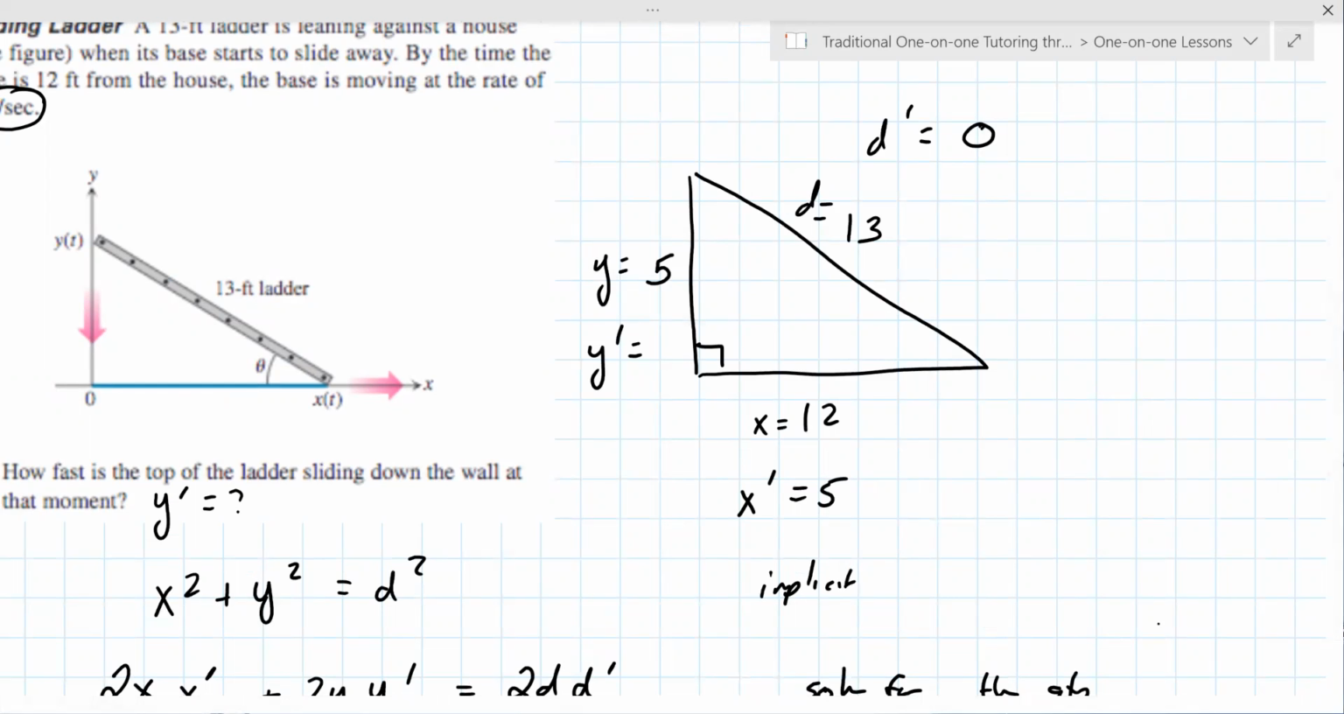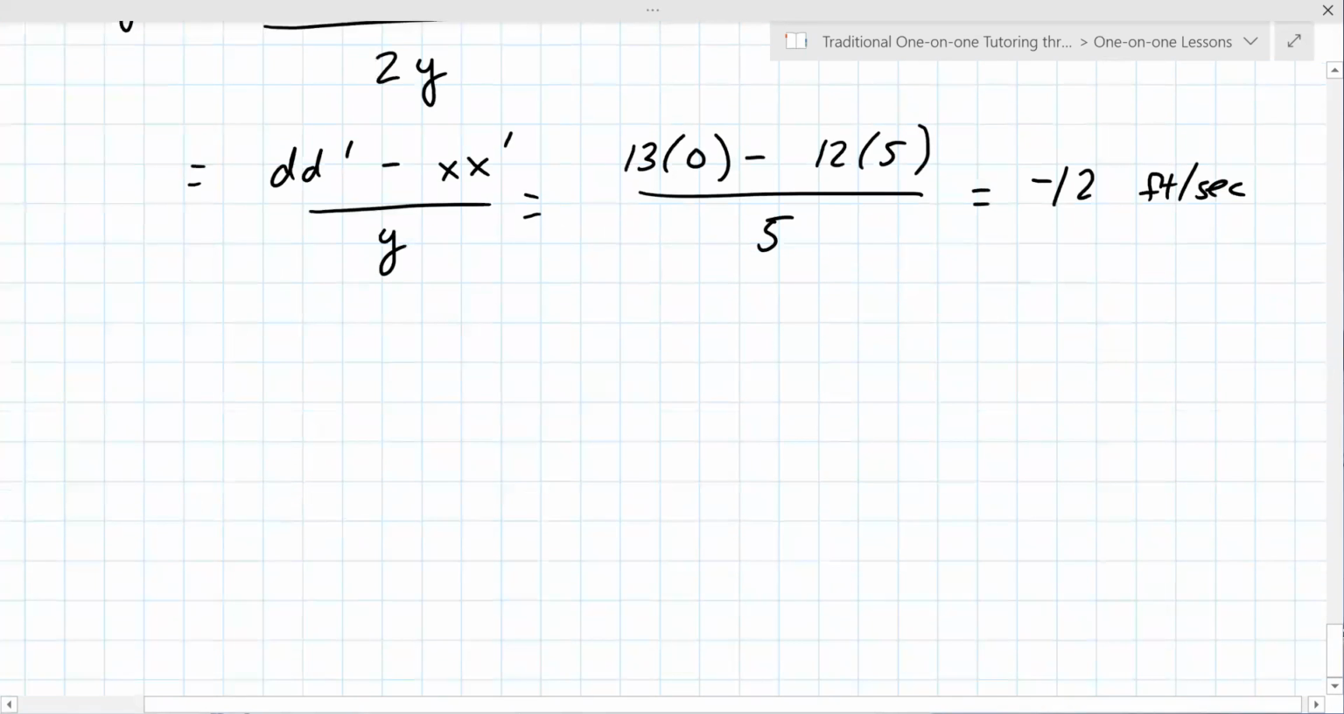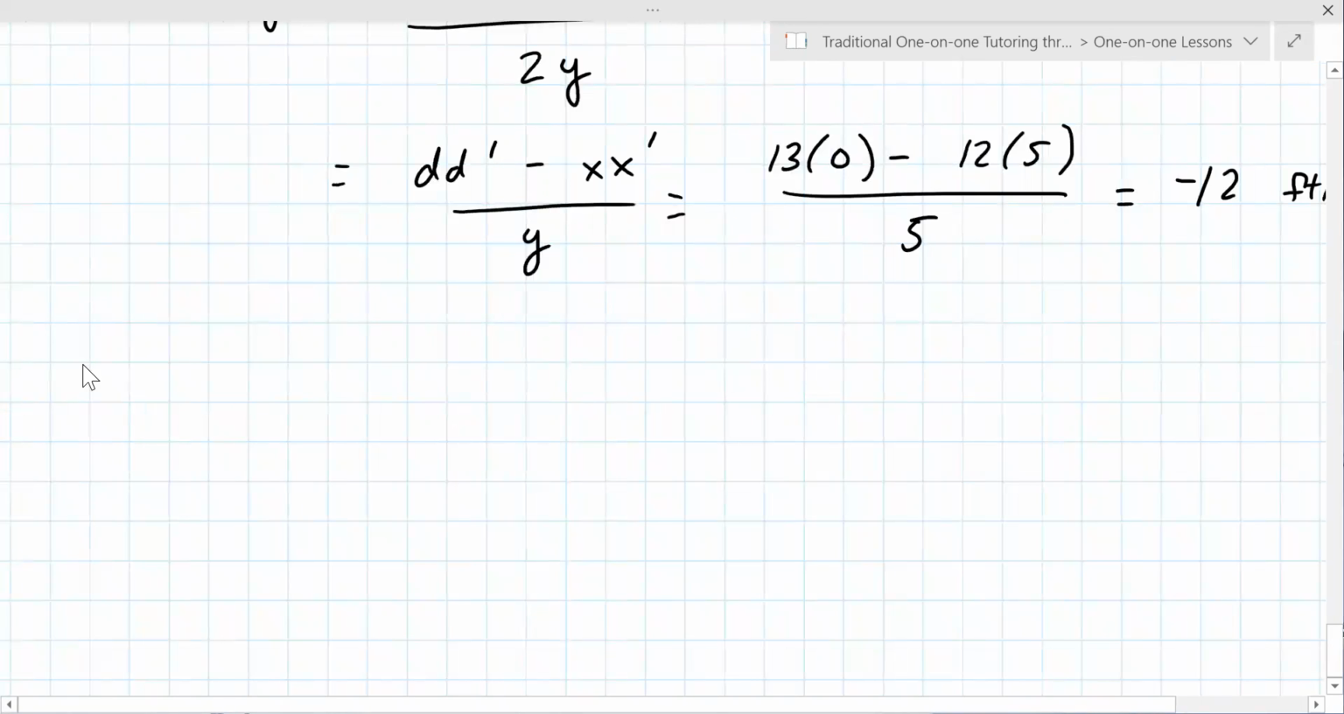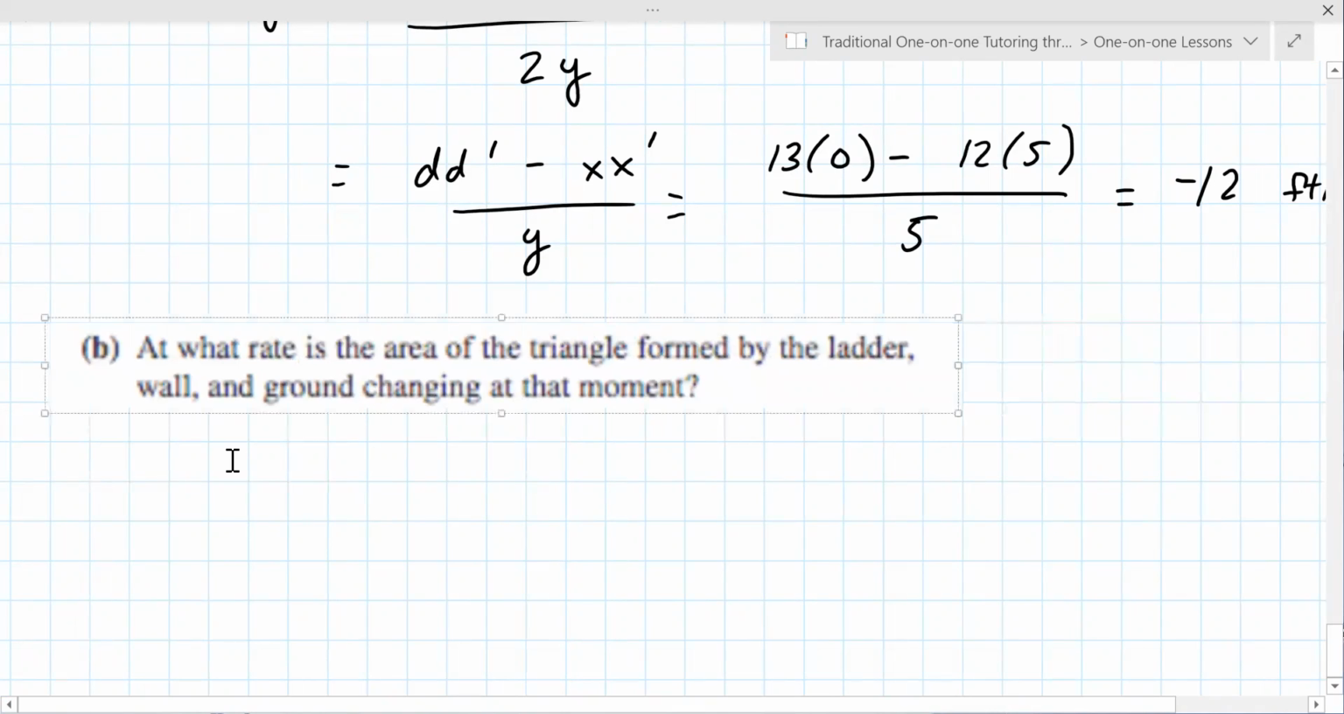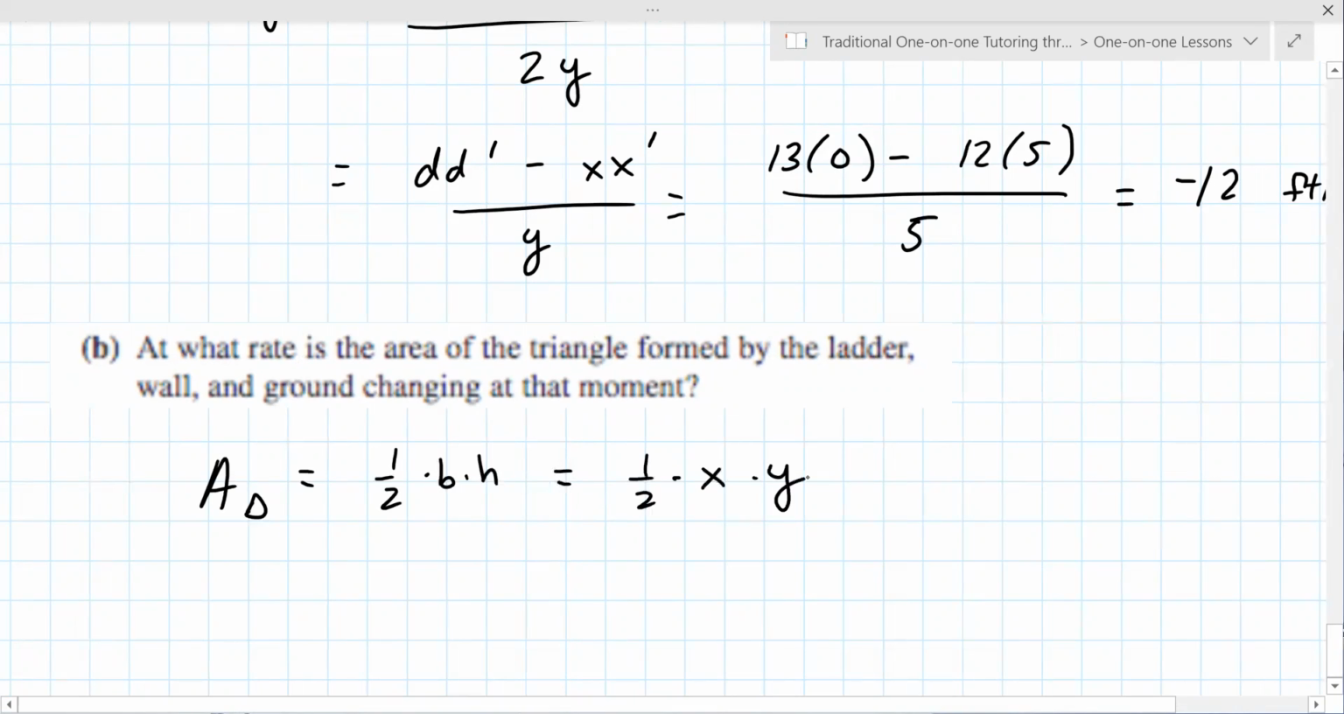All right, so let's go to B. A is really a complete question. B is the same setup, but it's asking something completely different, so you have to almost restart. You're going to reuse a lot of the same quantities. Is the area of the triangle formed by the ladder and the ground changing at that moment? The area of a triangle is 1/2 base times height. The base is X and the height is Y.